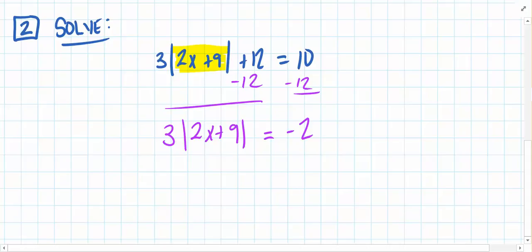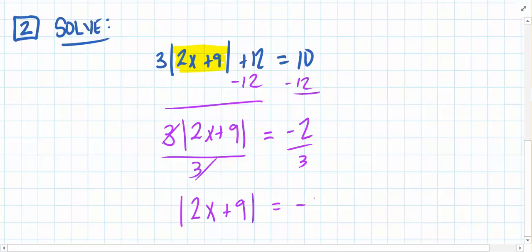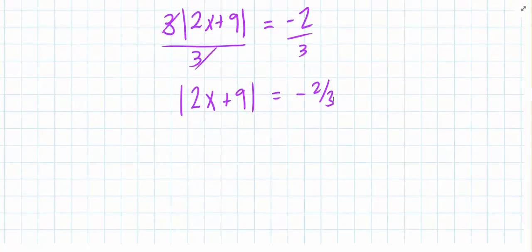All right, let's divide by 3. Divide by 3, divide by 3. So I'm saying the absolute value of the quantity 2x plus 9 is now worth -2/3. Now what? Subtract by 9.